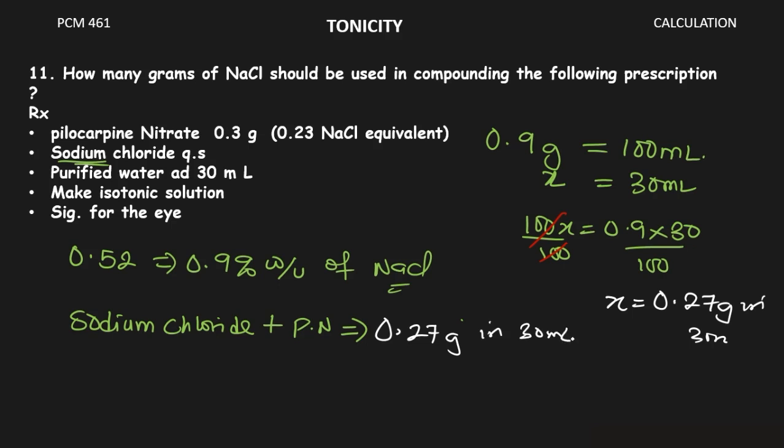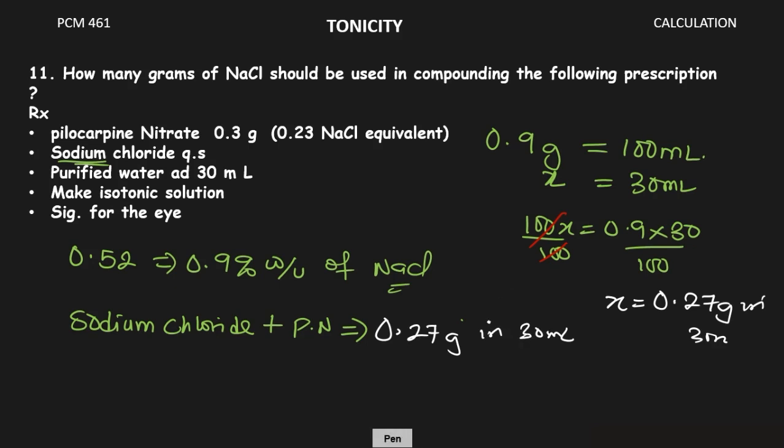Now, do you agree with me that this 0.27 in 30 mil is still the same as normal saline? But what you only did was to reduce the concentration and then reduce the volume. But it's still equivalent to the tonicity we need, which is the one that will give a depression of 0.52. Do you get it now? So that is what we actually did there.